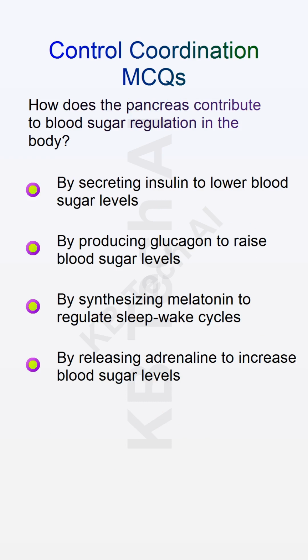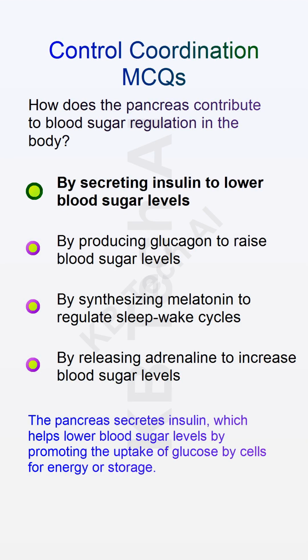Option 1. By secreting insulin to lower blood sugar levels. Option 2. By producing glucagon to raise blood sugar levels. Option 3. By synthesizing melatonin to regulate sleep-wake cycles. Option 4. By releasing adrenaline to increase blood sugar levels.